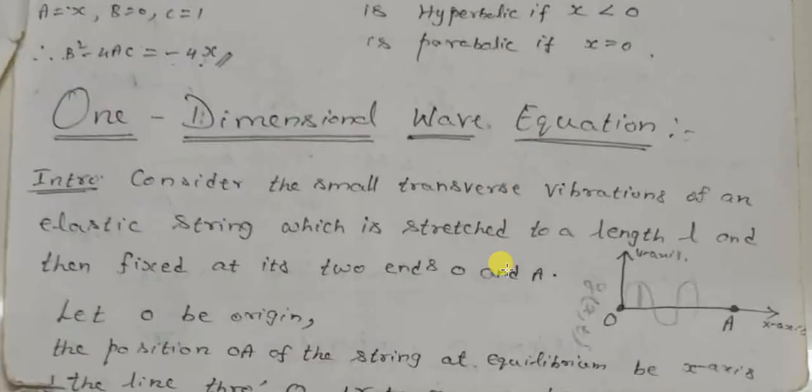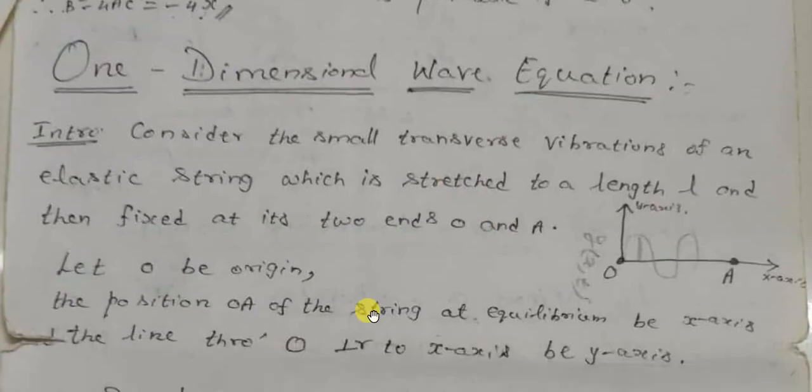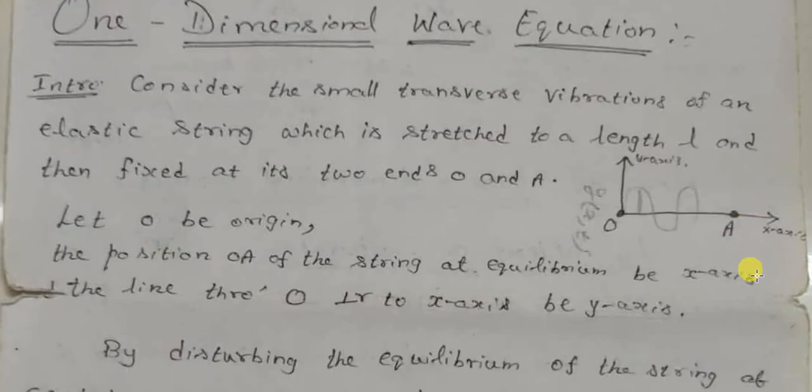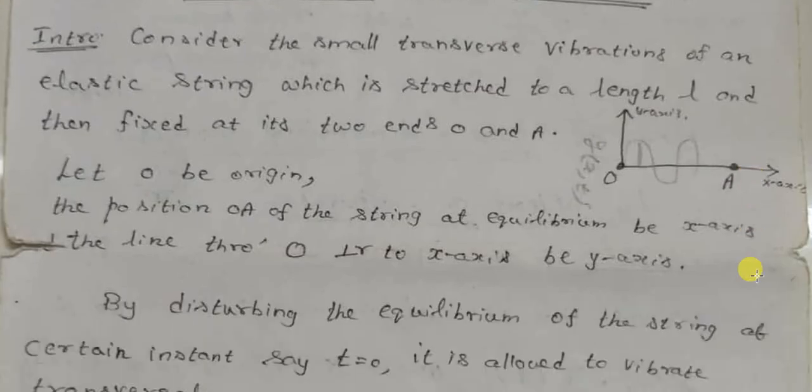Next we are going to see the one-dimensional wave equation. Consider the small transverse vibration of an elastic string which is stretched to a length L and then fixed at its two ends O and A. Consider a rubber band, which is a string, expand it and fix it at these 2 points O and A. It is an elastic string. If you disturb that elastic string, you will get a disturbance like this, which is called transverse vibration. Here our aim is to study the displacement when we vibrate it.